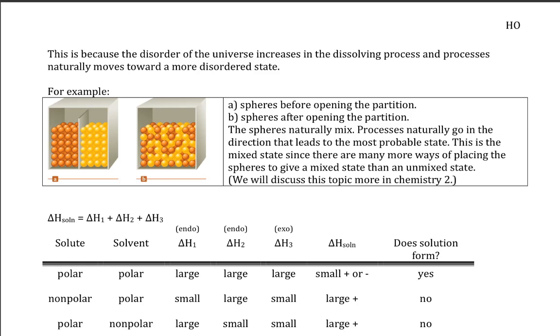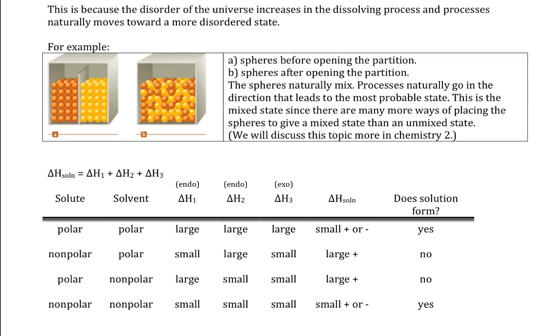We spend a lot of time discussing this topic in chemistry too. But basically, if the delta H of the solution is small, that is a small positive number, the dissolving will still happen because of the favorability of the mixing itself, the higher state of disorder it gives rise to.